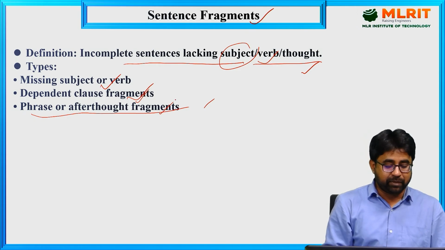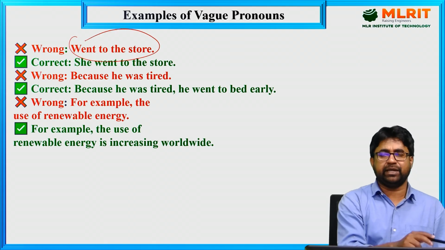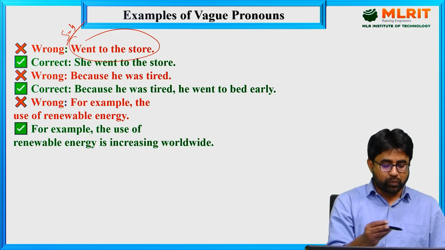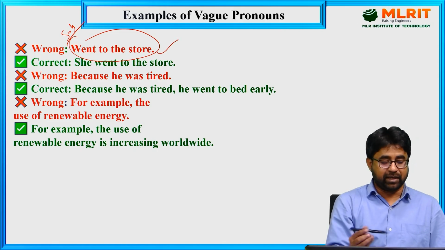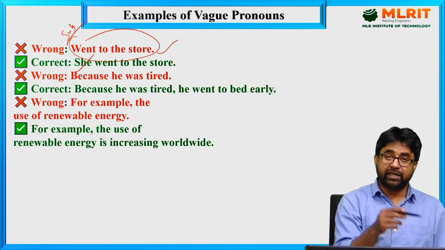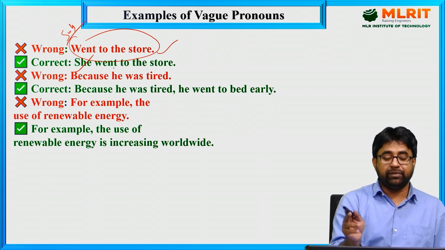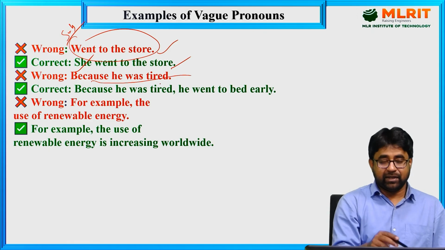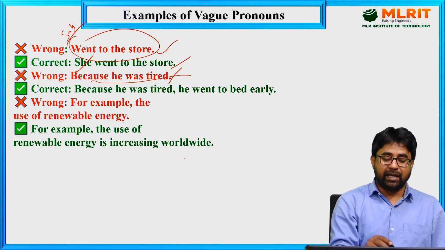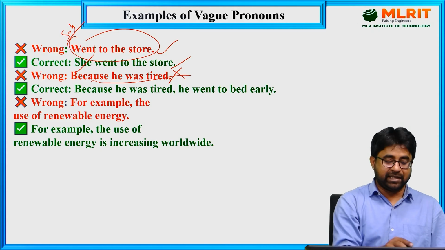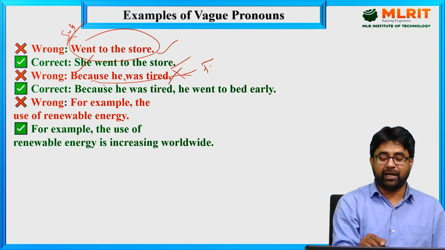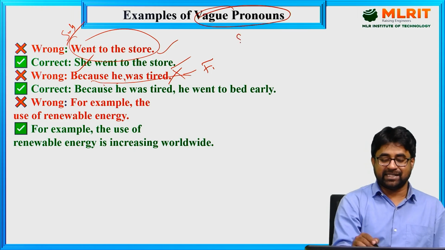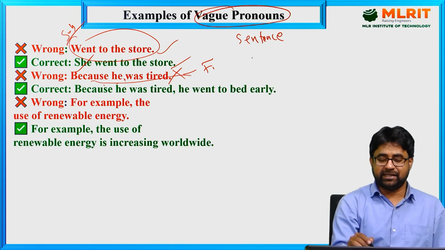Now let's see the example. Very easy example. If I only say "went to the store," who went to the store? The subject only is missing here. Who performed this action is not clear. So we add a subject clearly. Mention who actually went to the store. "She went to the store because he was tired." What is happening here? Can you see? A dependent clause. I am only using a dependent clause as a complete sentence, but this is not a complete sentence. This is a fragment, right? This is actually an example of sentence fragmentation. Sorry for the mistake. It is sentence fragmentation.